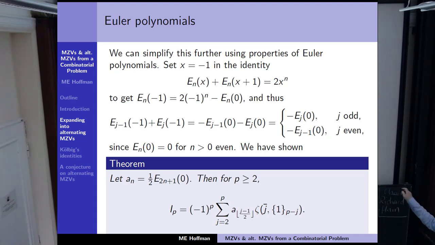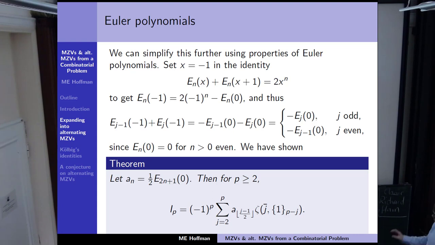So half the time you're getting the negative of the zero value of Ej, and half the time you're getting the negative value of Ej minus one. So you can write that all a little more slickly. Let's just let a sub n be half the value at zero of the Euler polynomial 2n plus 1, and then you've got a formula for I_p in terms of these a's. So that's sort of the slick way to write it. This just means floor, so greatest integer less than j minus 1 over 2. Okay, so now we've got a nice slick formula for these things in terms of the alternating.